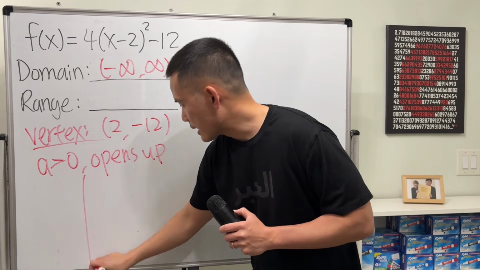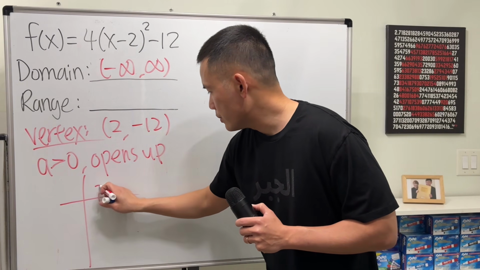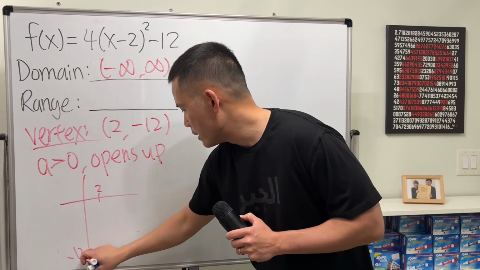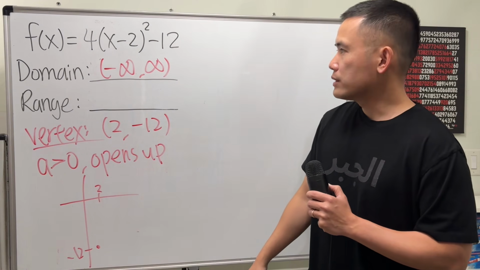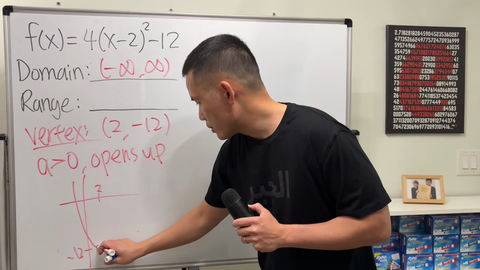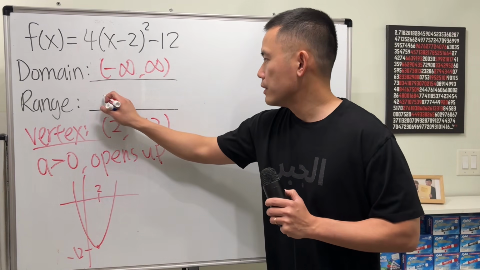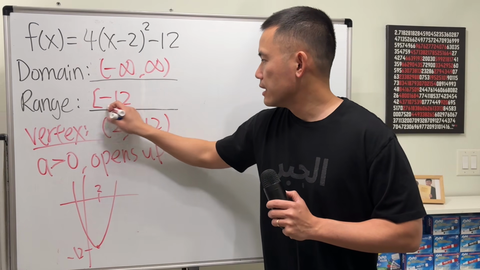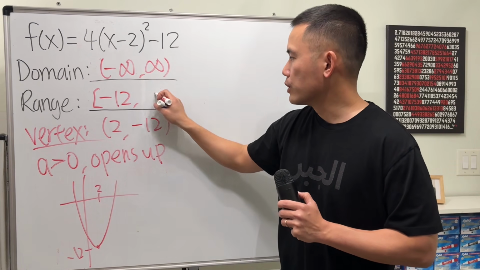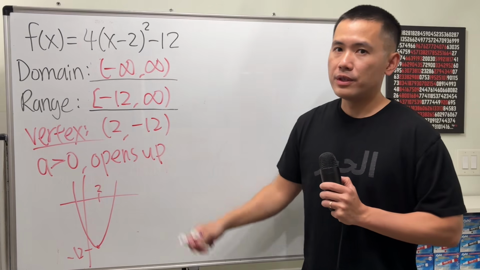So if you make a quick sketch, let's say here is 2 and here is negative 12. Here's the vertex, and we just have to go like this. So the lowest y value is negative 12, including that, and then it keeps going up. So we go to positive infinity, and that will be the range.